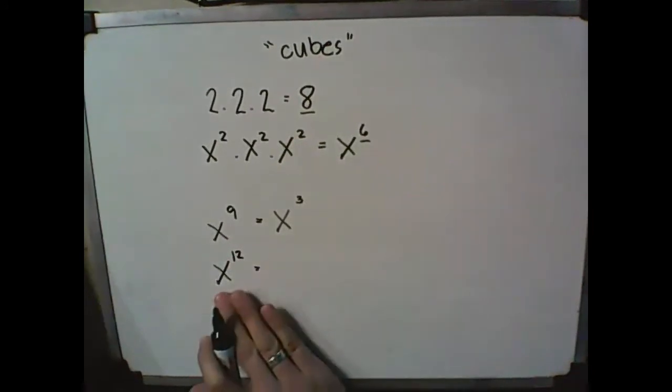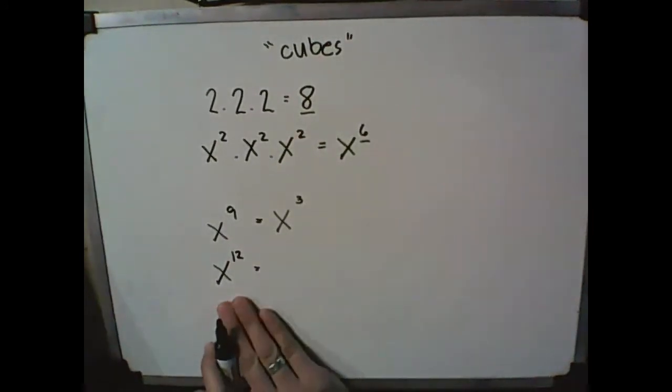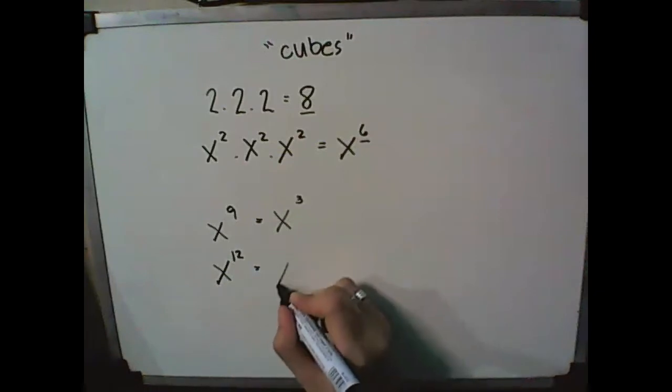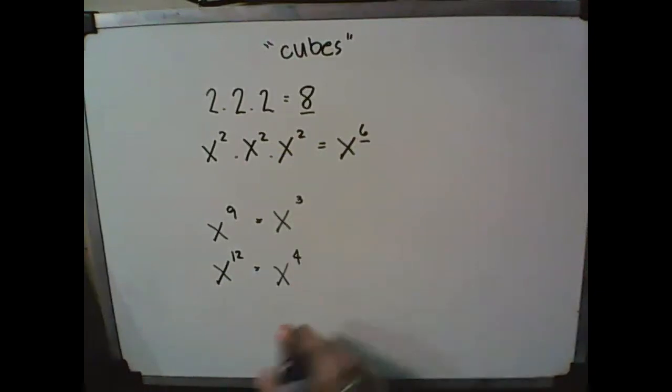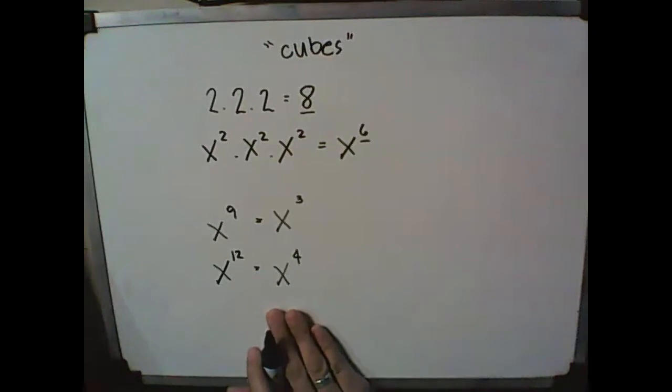How about x raised to 12? So 12 divided by 3 is 4. So the cube root of x raised to 12 is equal to x raised to 4.